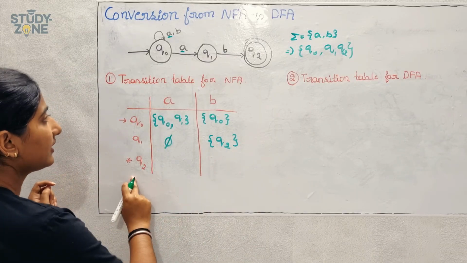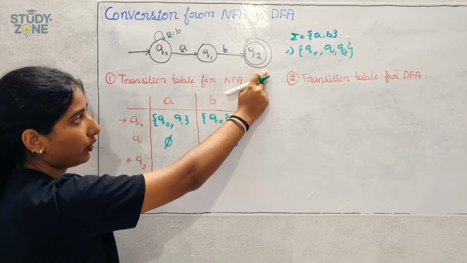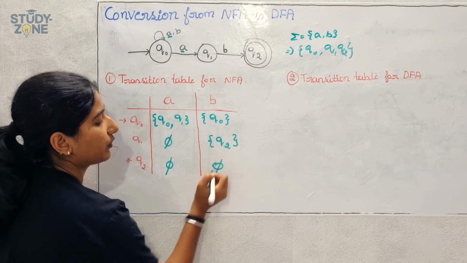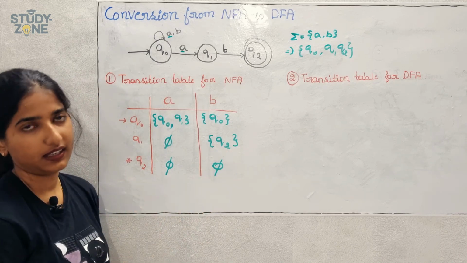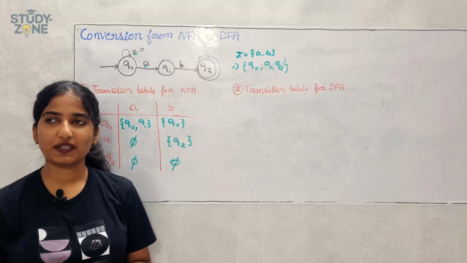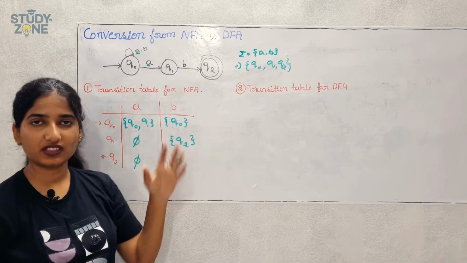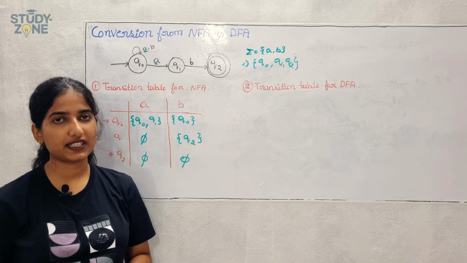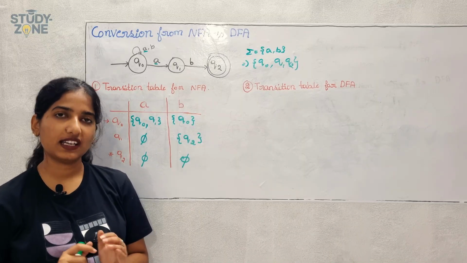Done. Is there any transition from Q2? No, right? So we represent it with an empty set for both A and B. Okay, the first step is done, that is writing the transition table for the NFA. So what is the second step? The second step is writing the transition table for the DFA, right?